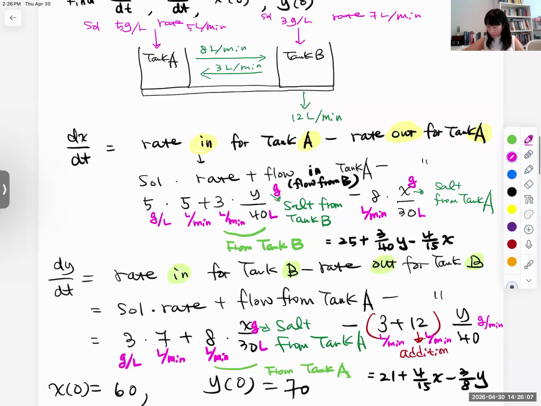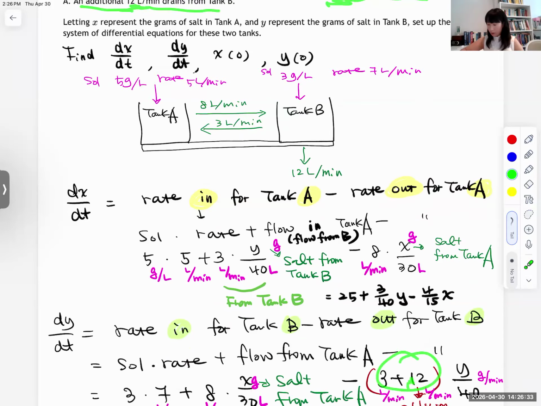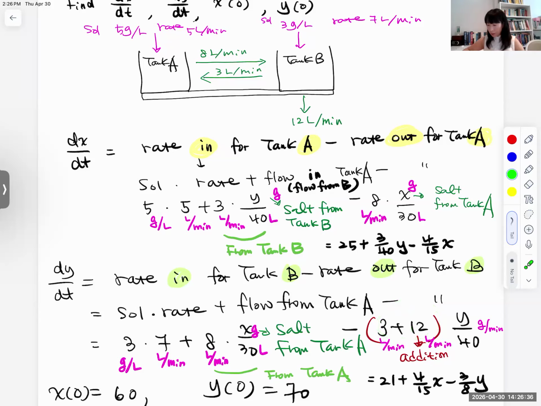Okay, now the rate out from tank B, right? So 3 liters per minute flows from tank B, and an additional 12 liters per minute drains from tank B. So 3 plus 12 there. And then we don't know how much salt drains from there, out of 40 liters of water, right?